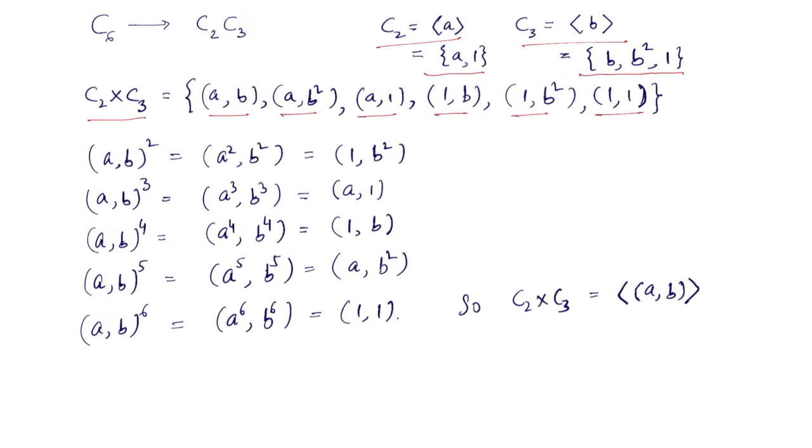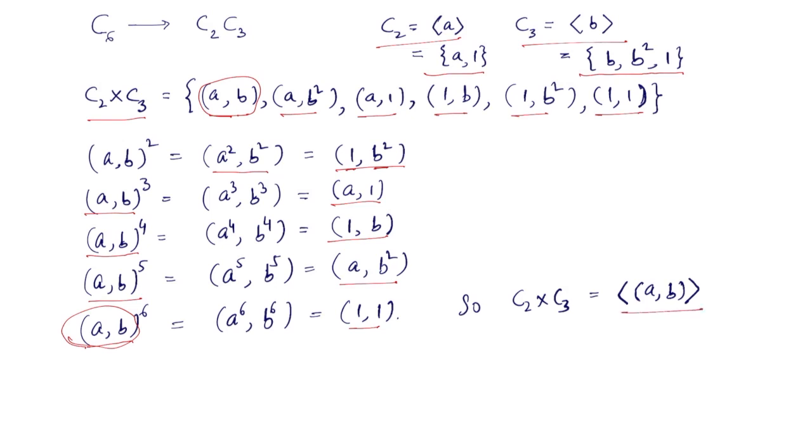Now let us find the order of this element (a,b). (a,b) square becomes (a square, b square). a square is 1 and b square is b square, so this element becomes (1,b square). (a,b) cube, similarly you can check, becomes (a,1). (a,b) raised to power 4 becomes (1,b), and (a,b) raised to power 5 becomes (a,b square), and (a,b) to the power 6 becomes (1,1). So the order of this element (a,b) is exactly 6, and so C2 cross C3 is also of order 6. So C2 cross C3 is a cyclic group of order 6 generated by (a,b).